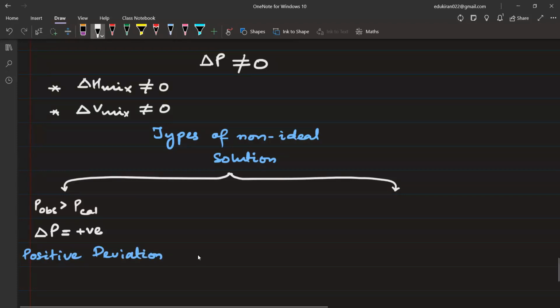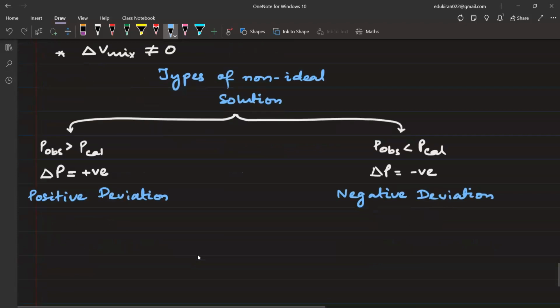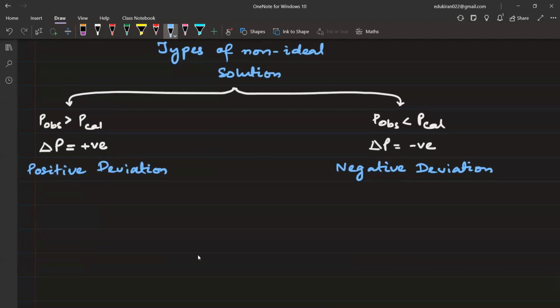And the other case that we can have is that the P observed is less than the P calculated. In that case, delta P will be negative, and we call this negative deviation from Raoult's law. Now, what are the cases here? Please see.